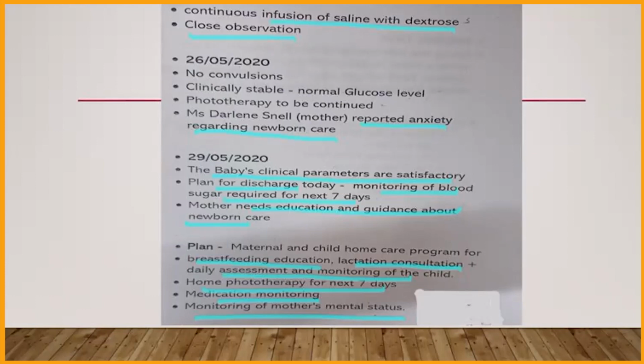And monitoring of medications, mother's mental health status, as well as mental health status. No, don't club all that together. I think it's all one big, it sounds very complicated.